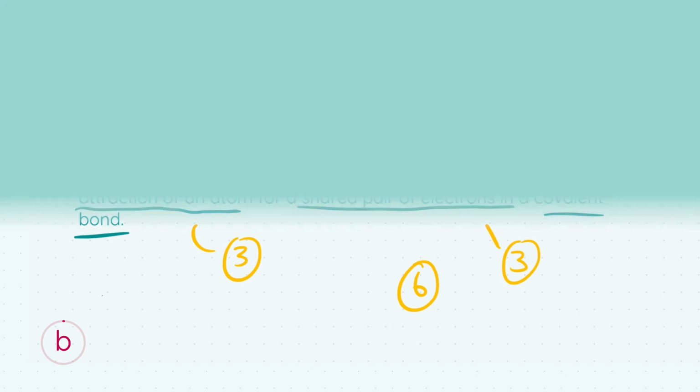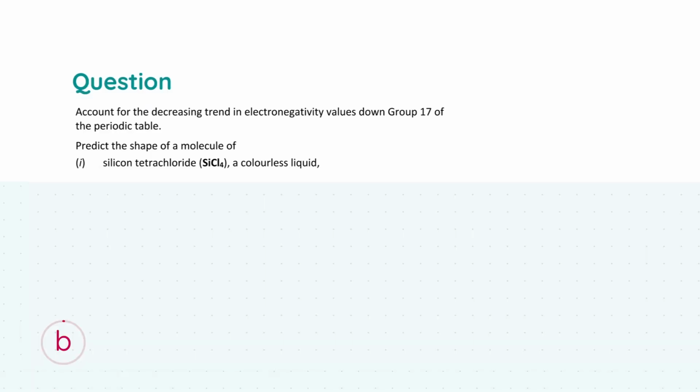So now that we have finished part B, we're going to be moving into some of the subparts here as well, which means we're going to be given a little information beforehand. In this case, we're asked to initially account for the decreasing trend in electronegativity values down group 17 of the periodic table. So that's the first thing we have to do. And then once we're finished that, we're asked to do some predictions. So in this case, we're asked to predict the shape of a molecule of silicon tetrachloride, or SiCl4, a colorless liquid. So first we're going to account for that decreasing trend in electronegativity, and then we're going to have a look at the shape of the molecule.